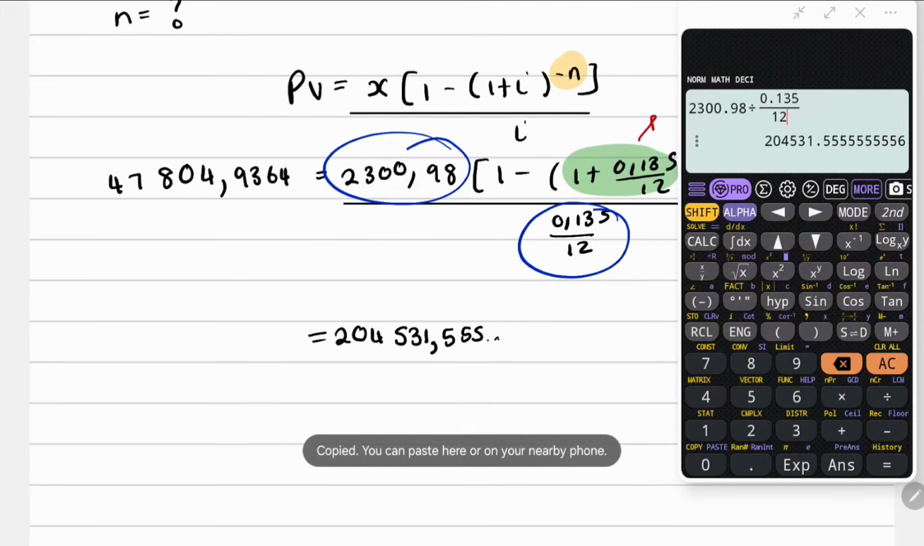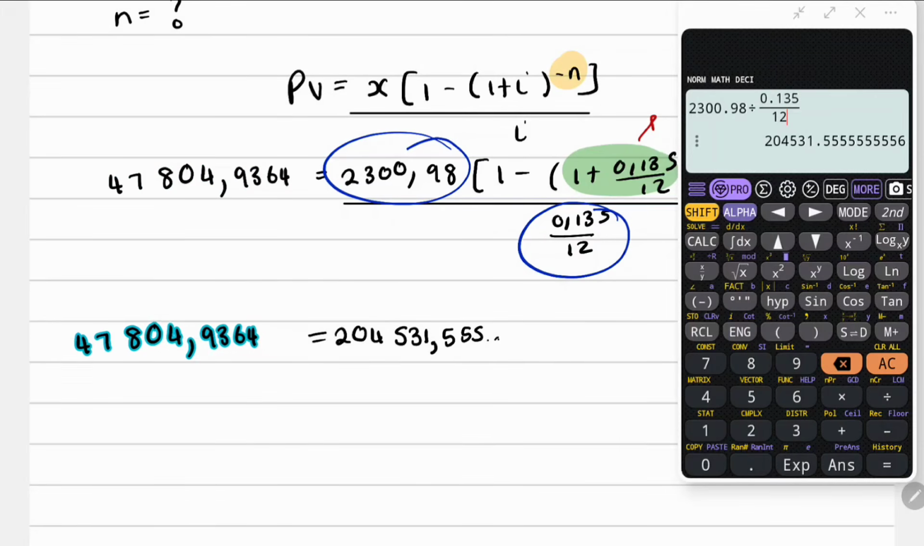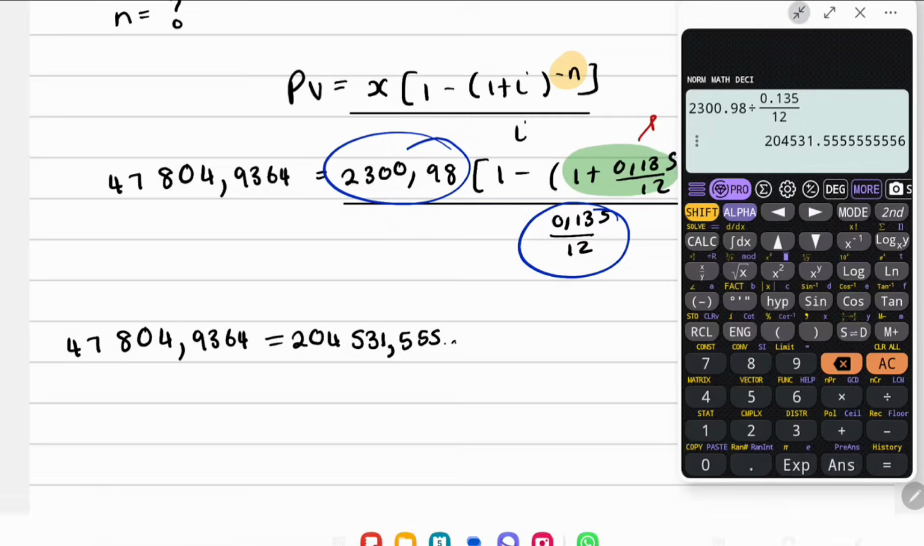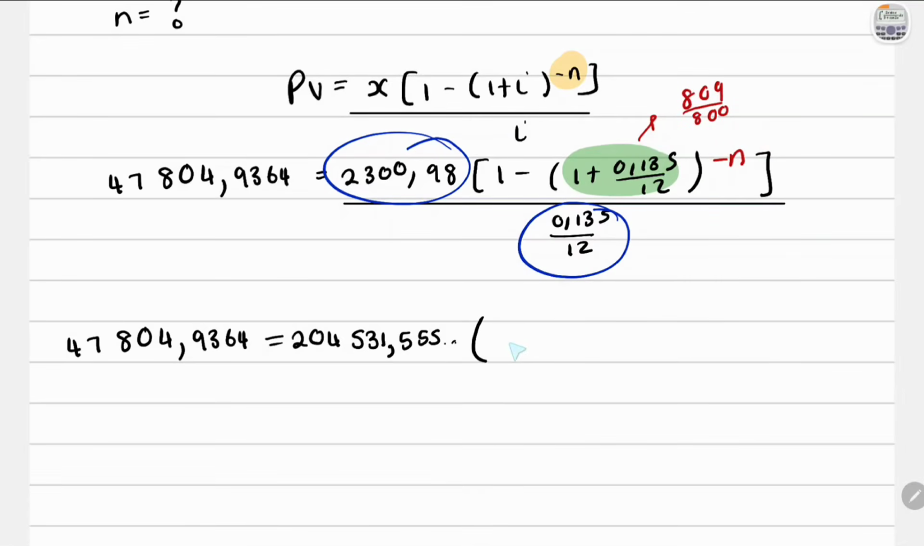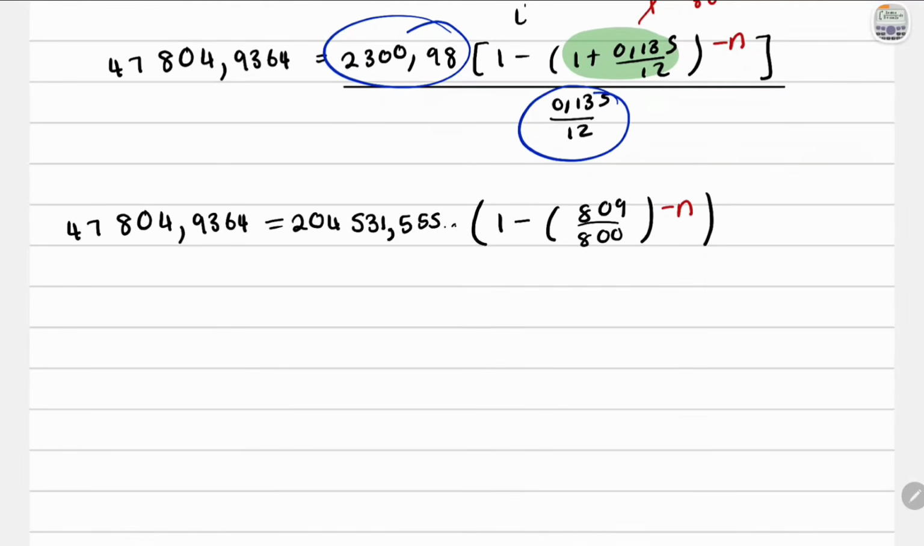The reason I'm holding on to the calculator like that and not really writing anything yet is because I don't want to round off and I don't want to have to remember numbers. So here's why I wrote this here. I'm going to rewrite what we have left. Remember, there's no denominator anymore. It's just this number and everything in the bracket. So that's 1 minus 809 over 800 raised to the power of negative n. And that's what we're looking for. Okay, that's all we have there.